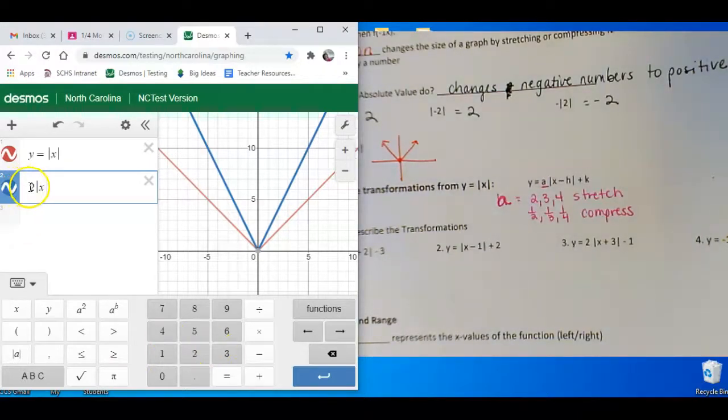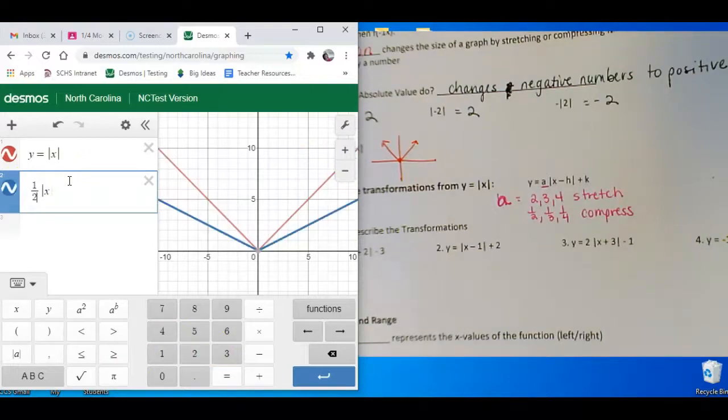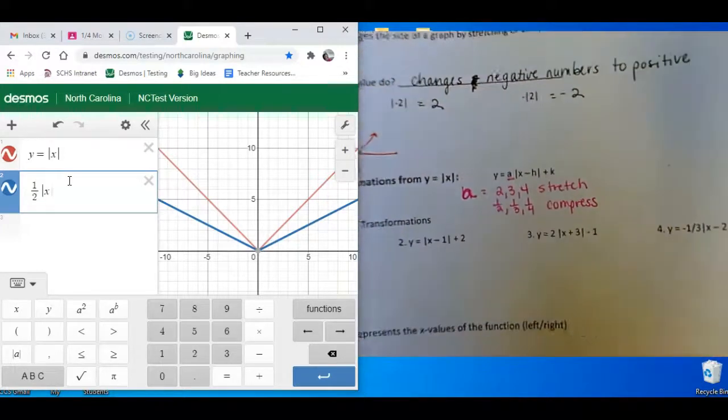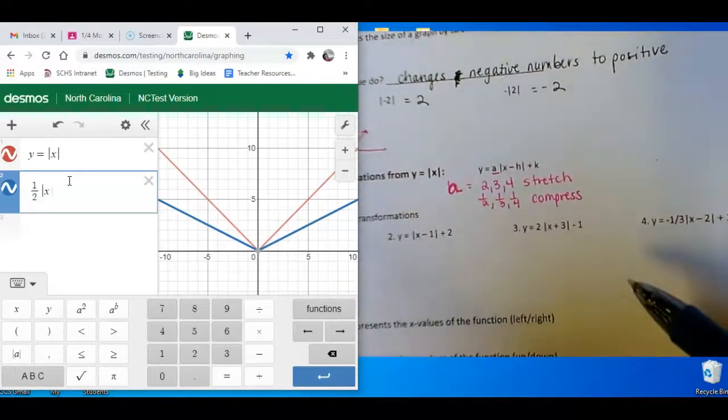Instead of 2, if I put a 1/2, it got wider. So if you tell me it gets wider, that's okay. The technical word is that it compressed, because if you take that red one and you squeeze it together, it makes it really, really wide. Okay, does that sort of make sense? Alright, so that's what A does. I think that's the hardest one to think about as far as the words.